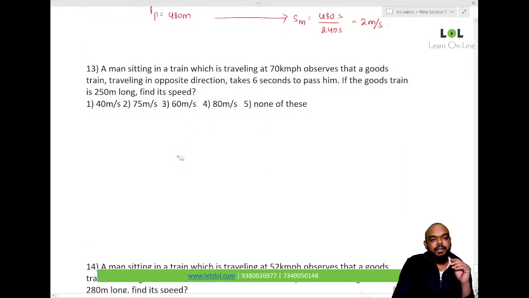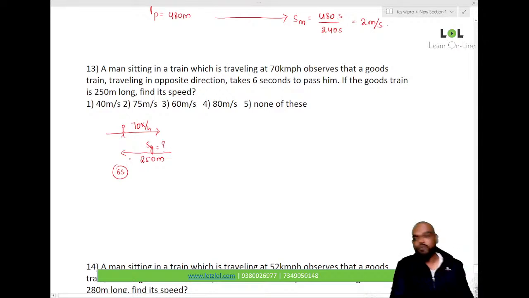A man sitting in a train traveling at 70 km per hour observes that a goods train traveling in the opposite direction takes 6 seconds to pass him. If the goods train is 250 meters long, find the speed of the goods train. The man's train is traveling at 70 km per hour. He's asking the speed of that goods train. Let us call it SG. That is what we need to find out.